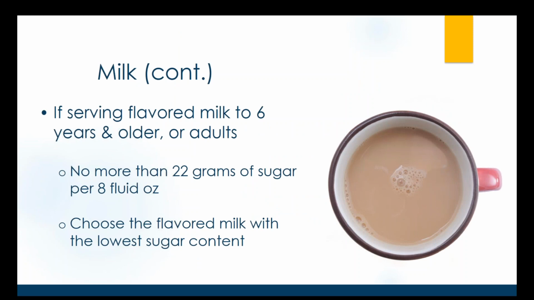However, if flavored milk is served to children 6 years old and older, or adults, serve milk that contains no more than 22 grams of sugar per 8 fluid ounces. To determine if the flavored milk meets this optional standard, you would do a similar calculation as you do for yogurt and breakfast cereals. In the case that you are unable to find flavored milk with no more than 22 grams of sugar per 8 fluid ounces, choose the flavored milk with the lowest amount of sugar.